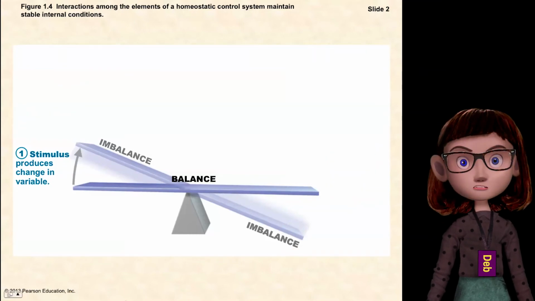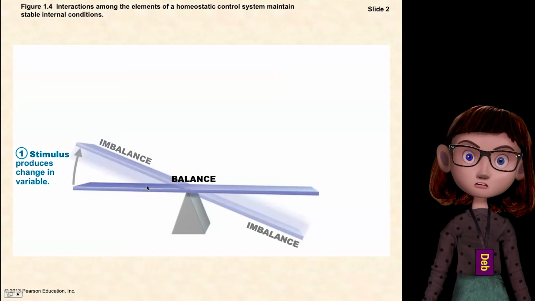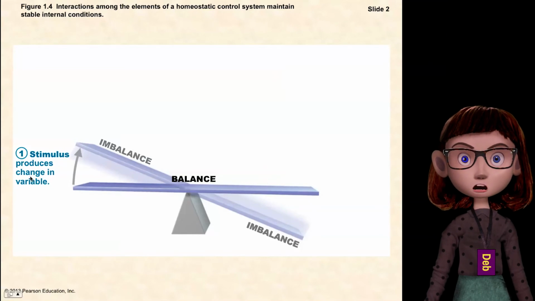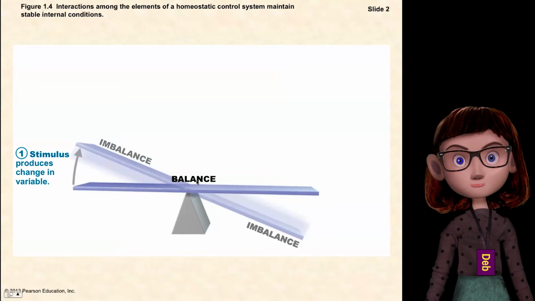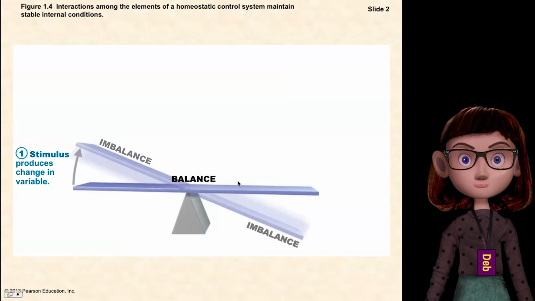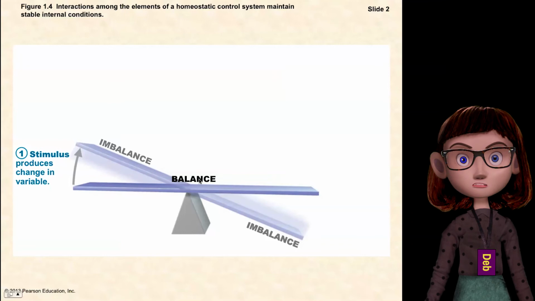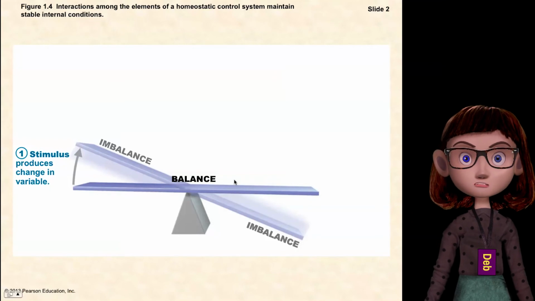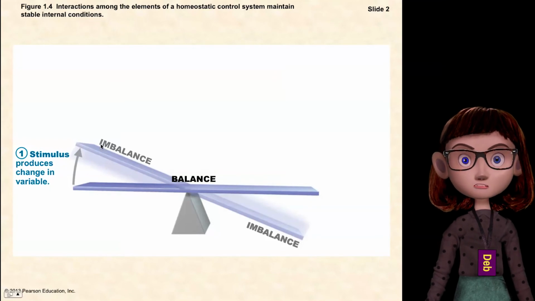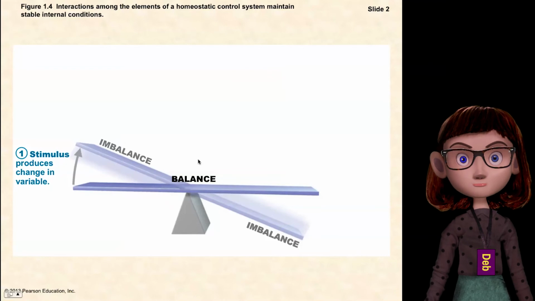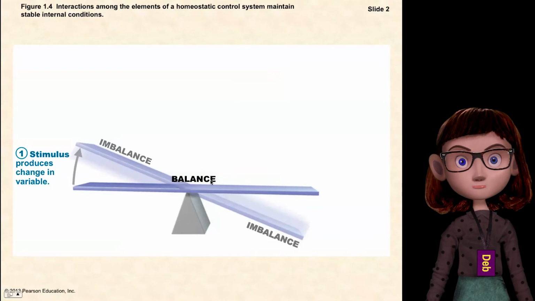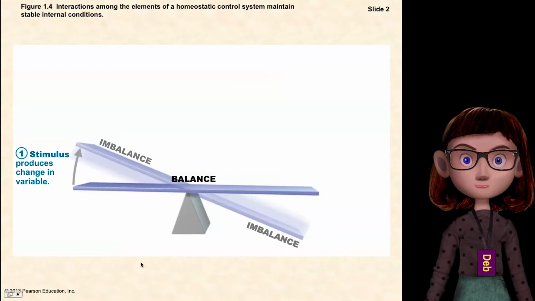Typically, we represent homeostasis with a little teeter-totter or a balance. And when it's in balance, this is when the body is healthy and everything is just in balance. When something changes, the body will respond in order to get that variable right back into balance.